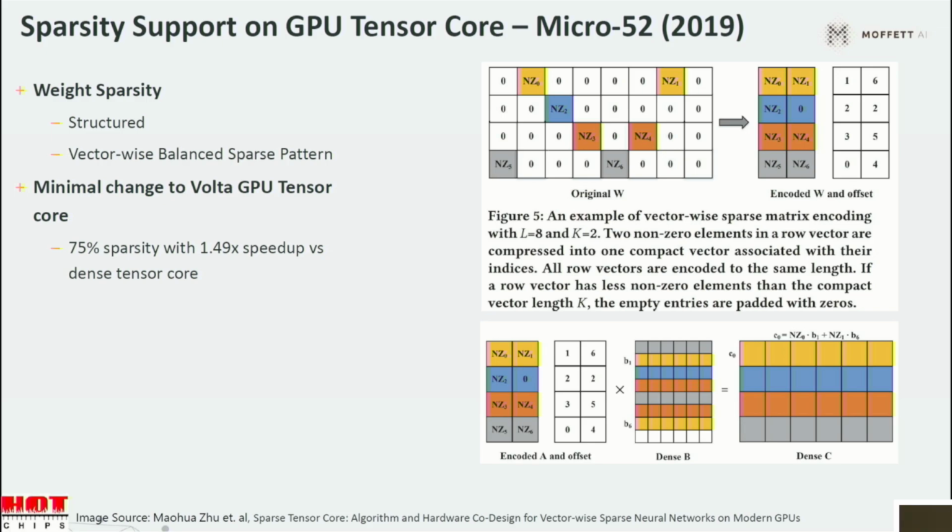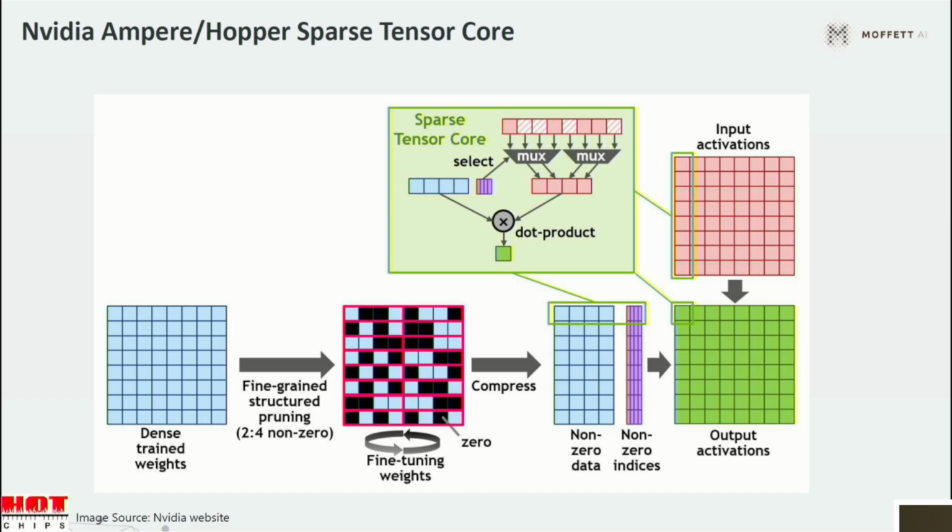And it has a very minimal change. At that time, they wanted to add this extension to the Volta GPU, and it shows 75% sparsity with a 1.49 speedup. And this is academic research. In 2020, NVIDIA actually followed this pattern and introduced 2x4 fine-grained structured sparsity support.